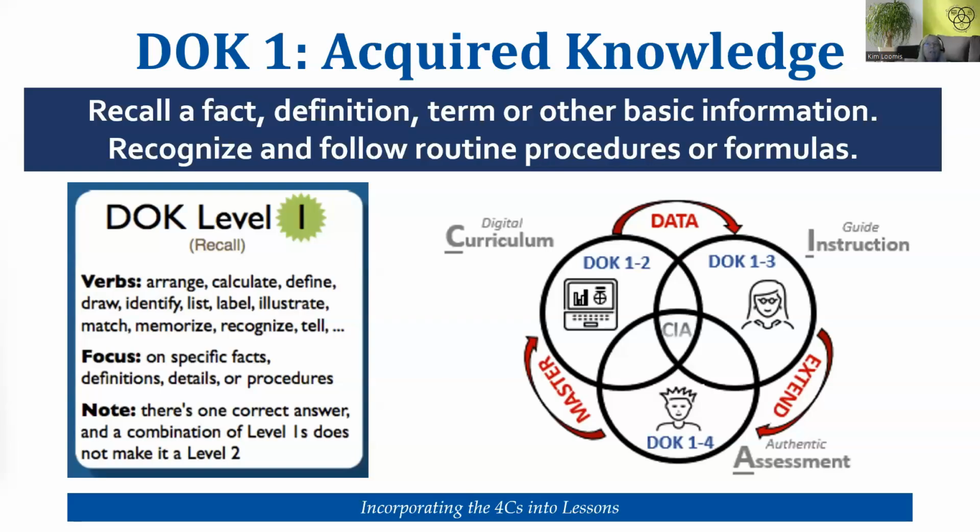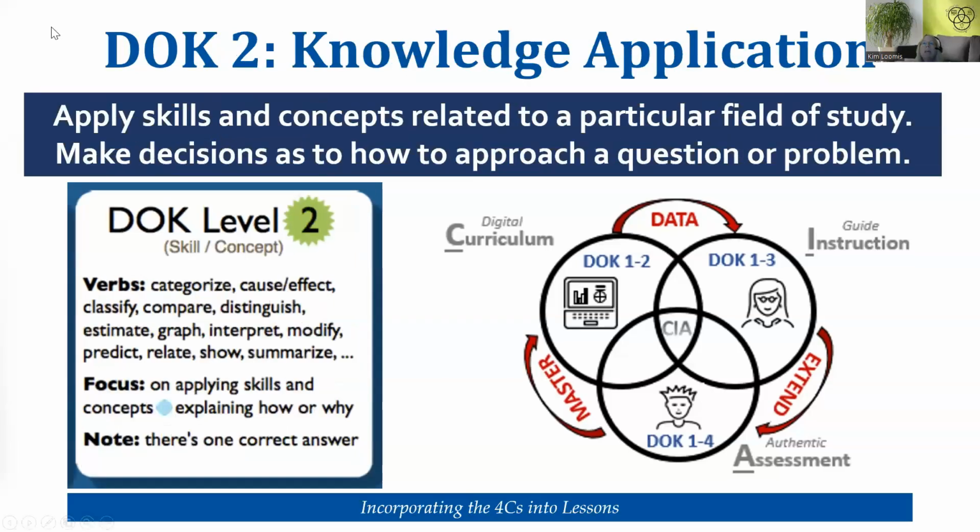Now, DOK level 2, the knowledge application. This is where we get a little bit higher. Think about it on Bloom's taxonomy, where we're starting to apply some of the formulas. We're applying some of the concepts. It might be like organizing, summarizing, predicting, estimating. Those are some of the things that you would find in DOK level 2. Again, single answer. There's only one right answer, which makes it really easy for the technology to grade.